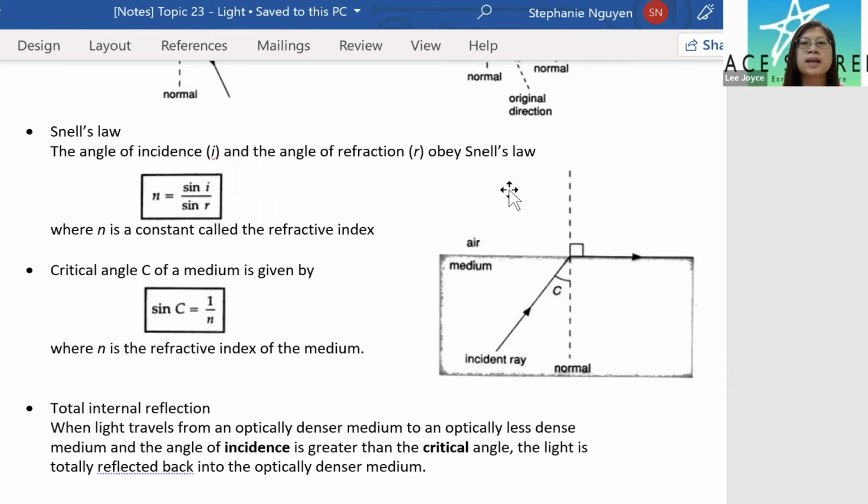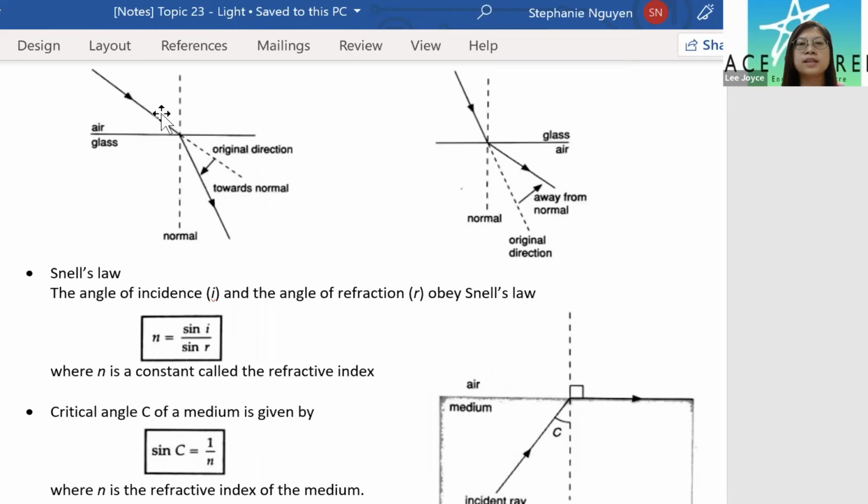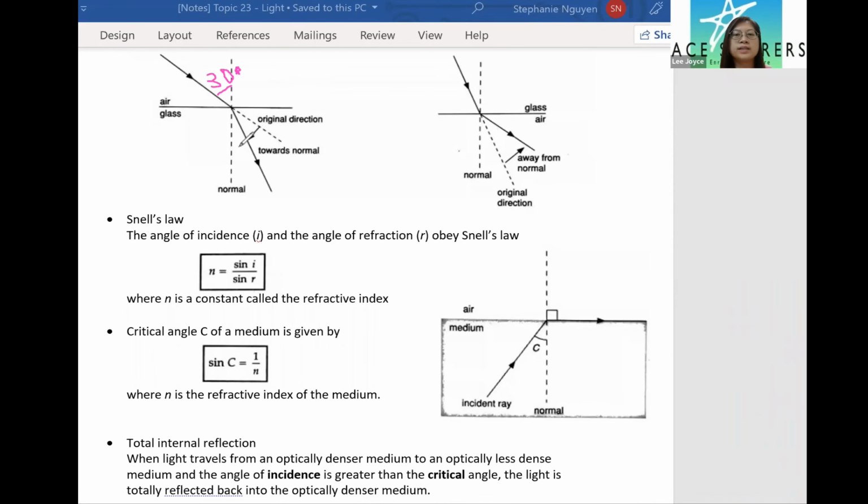So let's say you have the angle of incidence as 30 degrees, and we are saying that the light ray is traveling from the optically less dense medium to the optically denser medium. The angle of incidence is 30 degrees. Then you're going to find out the angle of refraction, which is this angle r. You can use the formula sine 30 over sine r, which is equivalent to the refractive index of the glass, which is about 1.53.